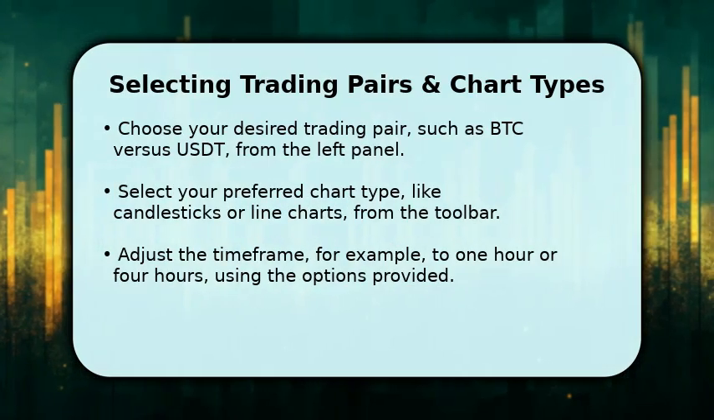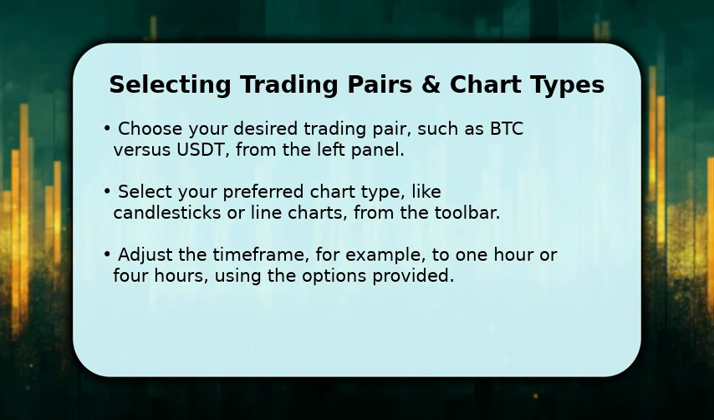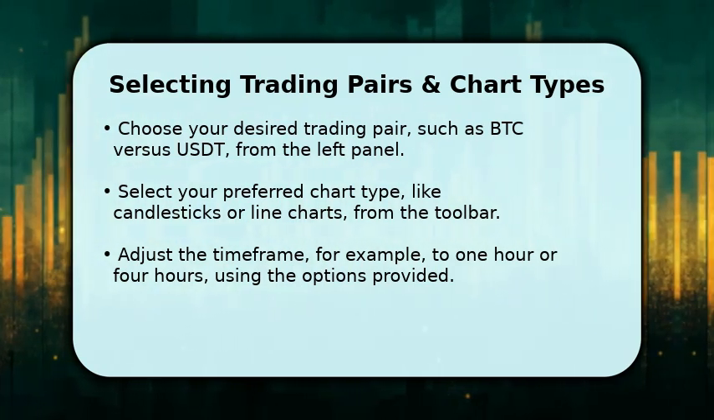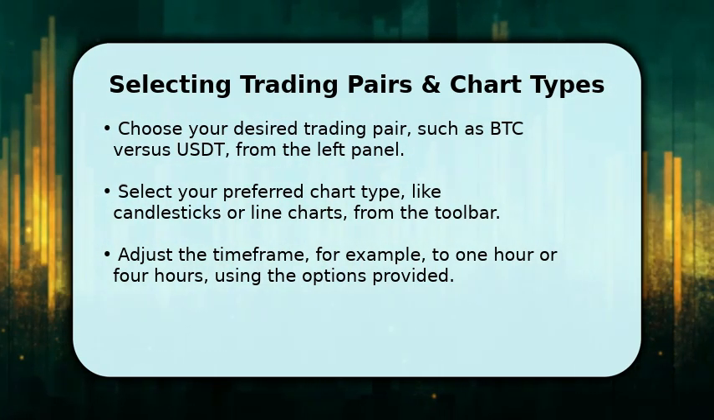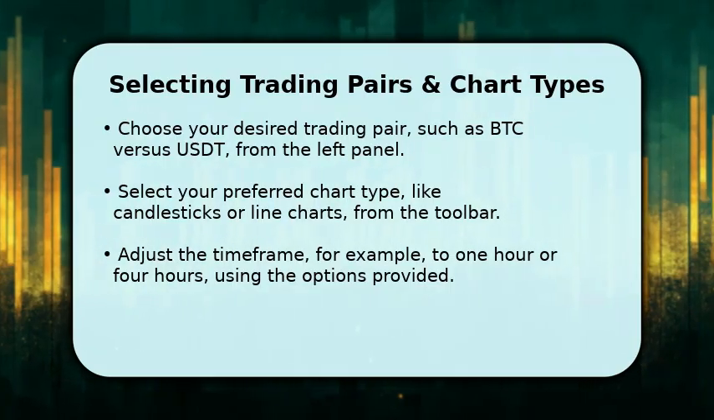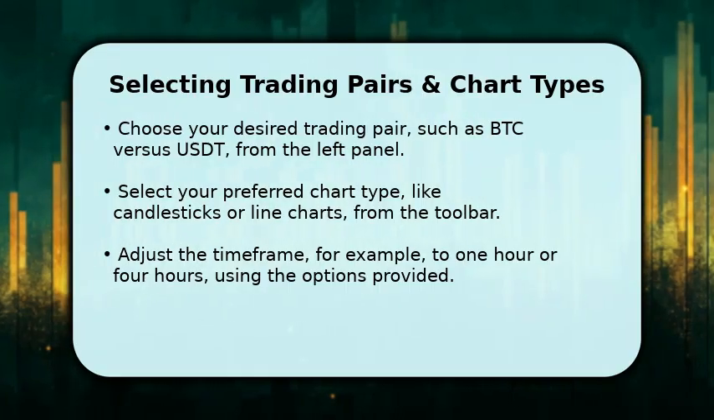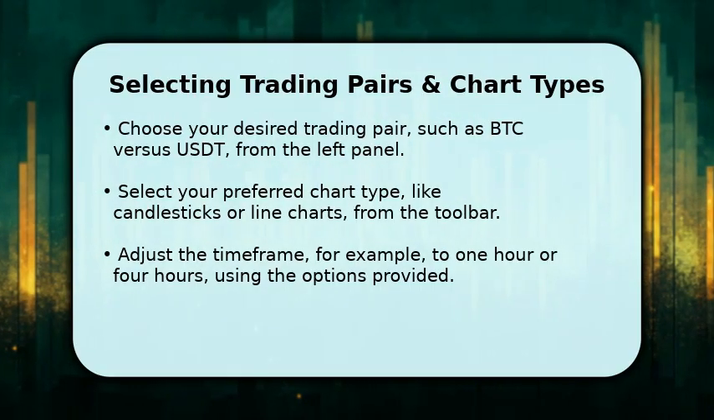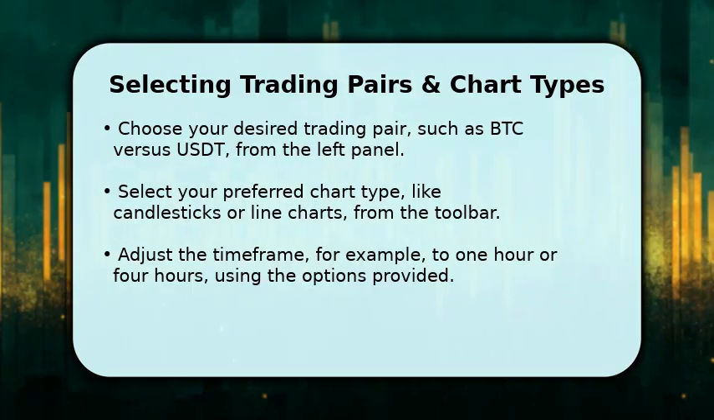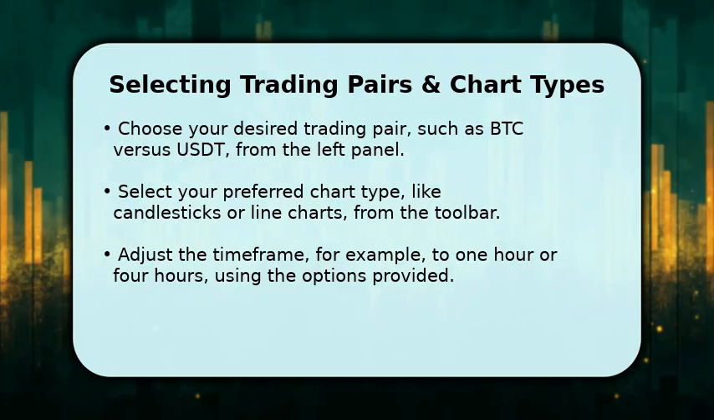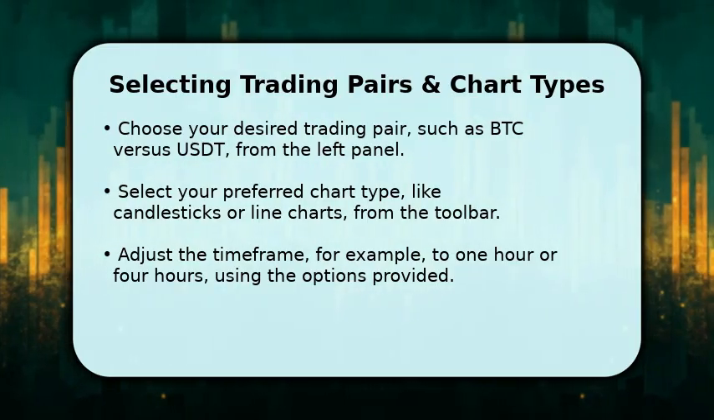Next, you'll want to select your trading pair. On the left side of the screen, you'll see a list of available pairs. Simply click on the one you wish to analyze, like Ethereum versus Bitcoin. Then, choose your chart type from the toolbar above the chart itself. Candlestick charts are popular for detailed price action. Finally, adjust the time frame to suit your analysis, perhaps to a 15-minute or daily view.